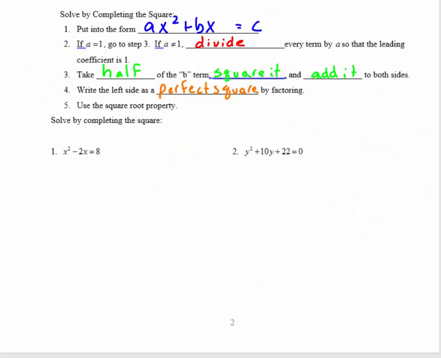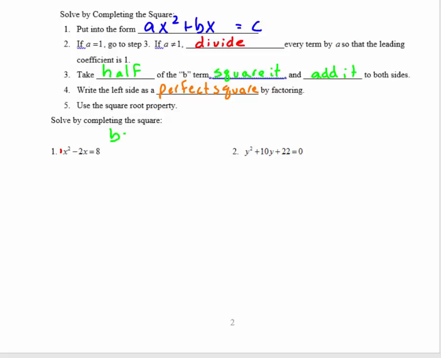So number 1, it does say solve by completing the square. x squared minus 2x equals 8. Let's follow the steps. The first step is to make x squared and x be on the same side and the constant be on the other. It already is. The second step is to make sure that the number in front of x squared, which is the leading coefficient, is 1. And it is. Now we need to take half of the b term, square that number, and then add it to both sides. So what is b?